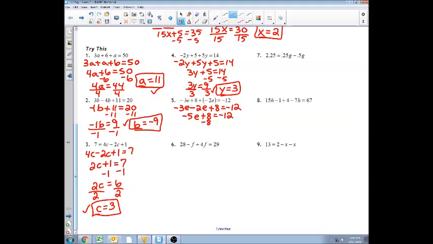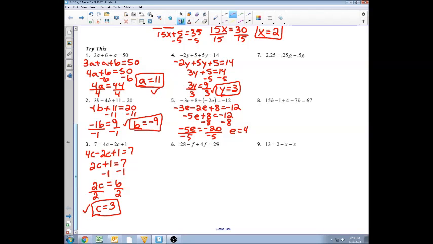I need to subtract 8. So negative 5e would equal negative 20. Divide by negative 5, divide by negative 5. E would equal 4. Go ahead and type that in the calculator. Make sure that it works.